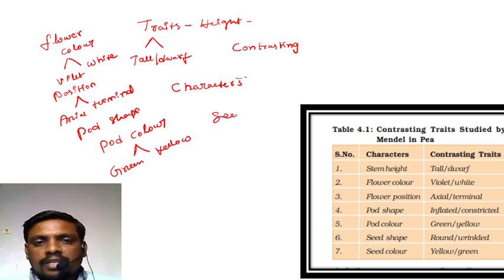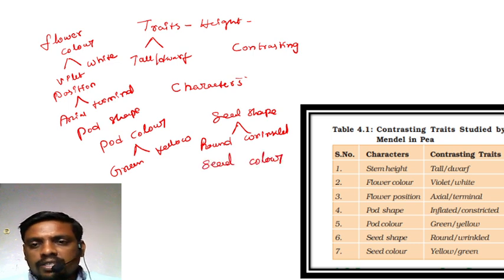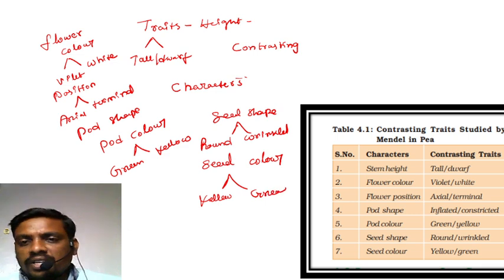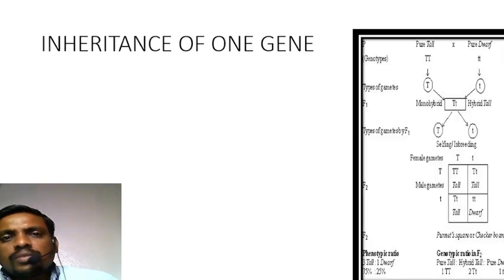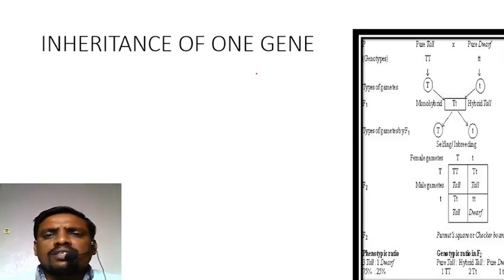Seed shape: round and wrinkled. Seed color: yellow and green. Yellow and green are the various contrasting traits that are examples for various characters. Now, inheritance of one gene. How is one gene inherited?